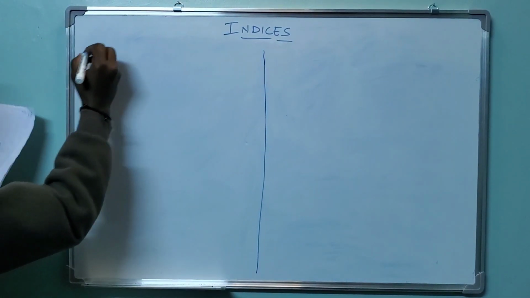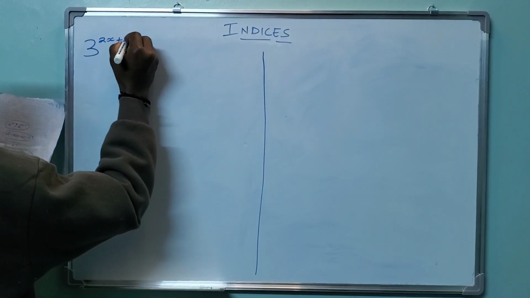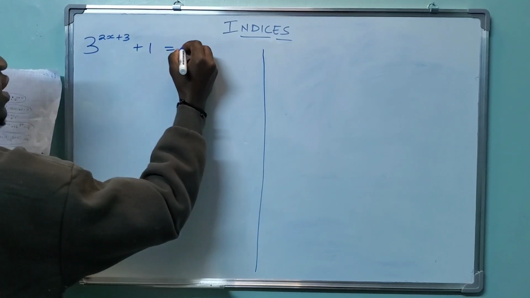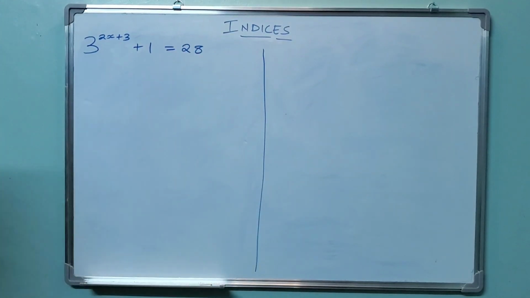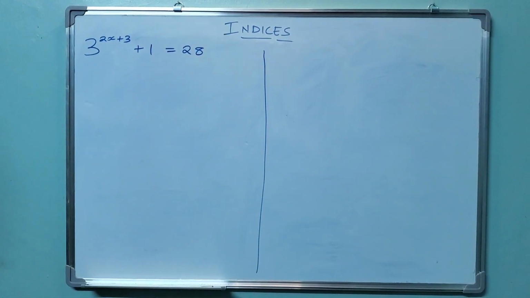So, this example here: 3 raised to power 2x plus 3, plus 1, equals 28. Now, such an example might seem problematic because you can see that 3 and 1, we cannot make them to the same base, and also number 2, it is separated with an addition, which we don't have any rule that entails addition in between two bases. But in this case, it is quite simple.